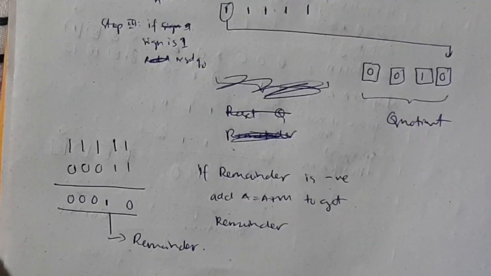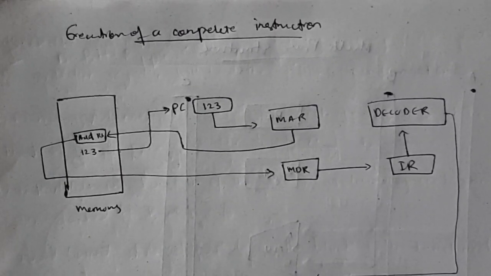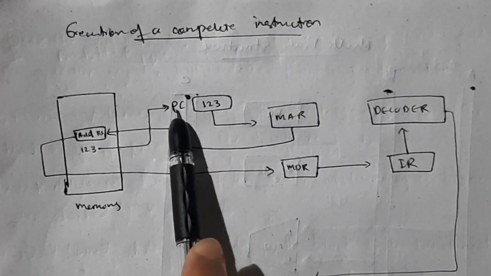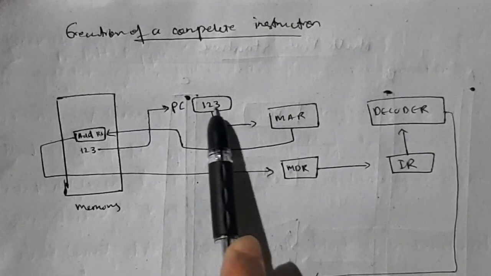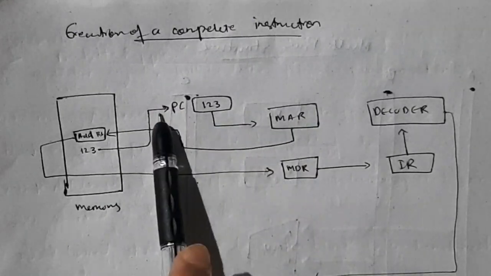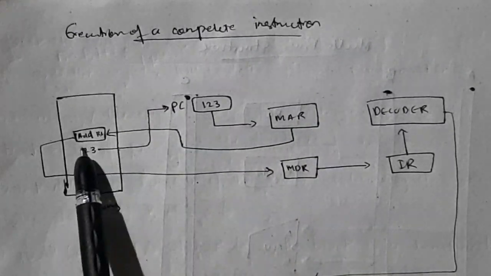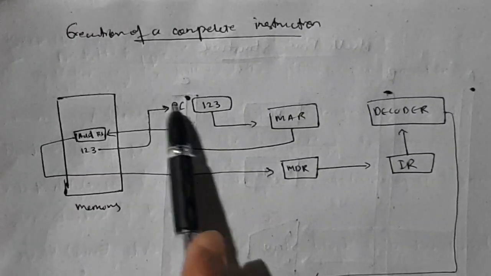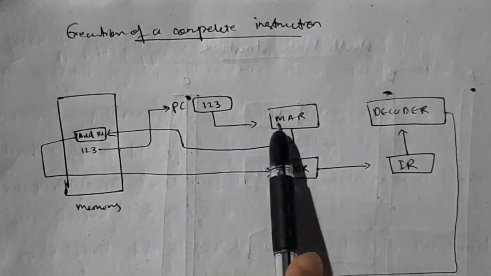Okay, that's non-restore division. Execution of a complete instruction, I'll tell you in a story. Okay, start from here. PC. What is PC? PC will have one address. Now suppose the instruction is to add 2 numbers. PC will have one address here. In that address, one number will be stored, like add R3. This is an instruction. So PC will have this number and it will send this address to MAR.